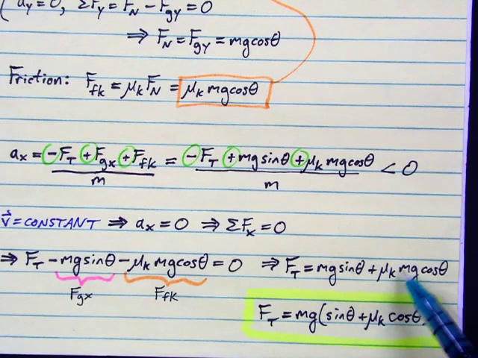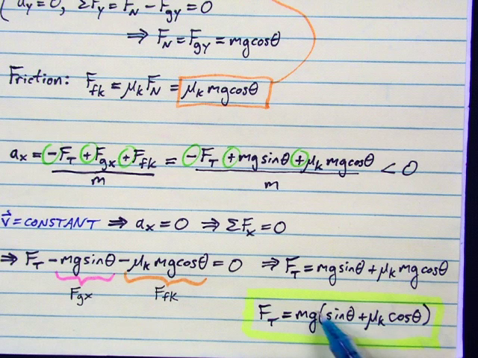I've got an mg on this term and mg on that term. I can factor that mg out to have this simplified final result here. Note this is saying that to pull that jellyfish up the ramp at a constant speed, I've got to overcome gravity, that's the mg sine theta term, and I also have to fight against friction, that's the plus mu k cos theta term right there.